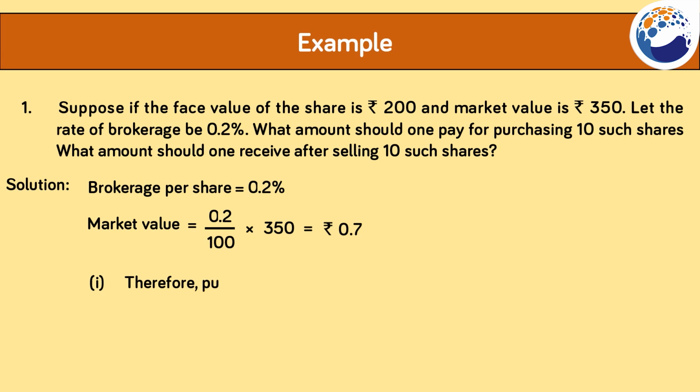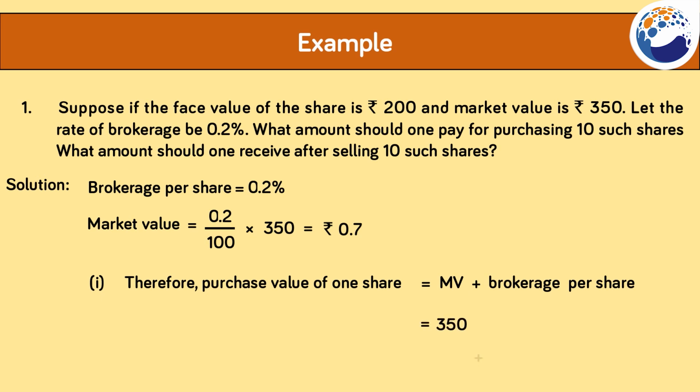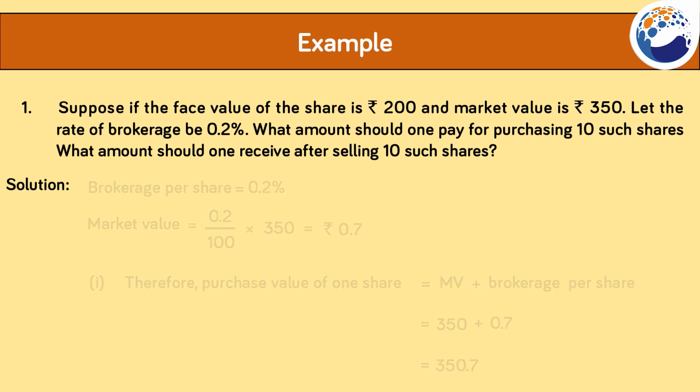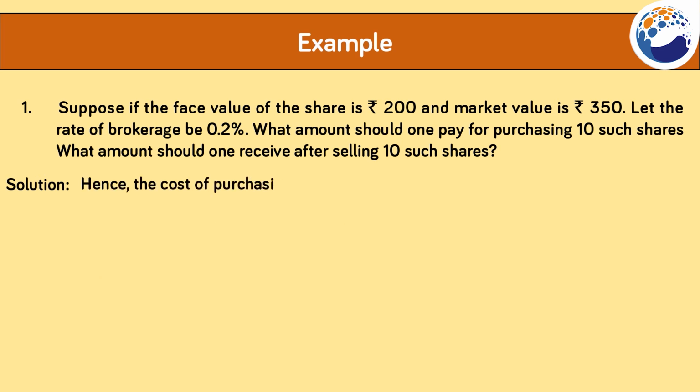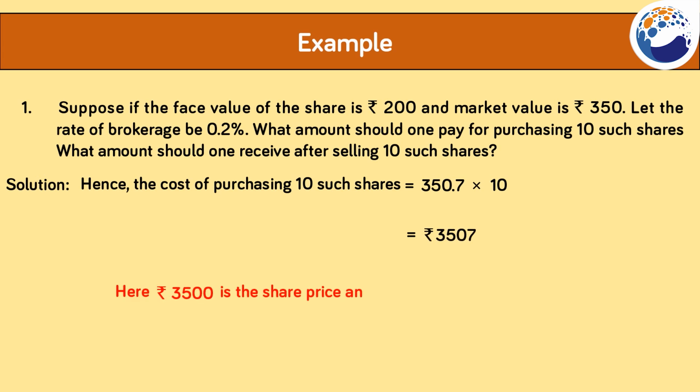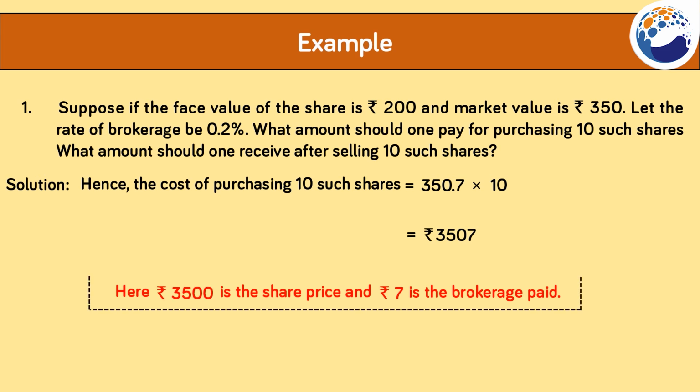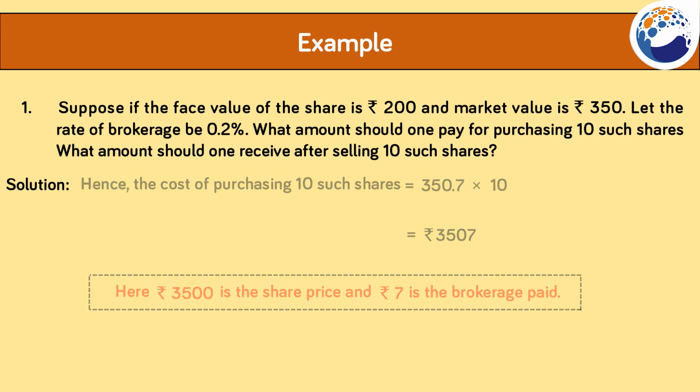Therefore, purchase value of one share is equal to market value plus brokerage per share, which is 350 plus 0.7 is equal to 350.7. Hence, the cost of purchasing 10 such shares is equal to 350.7 into 10 is equal to Rs 3,507. Here, Rs 3,500 is the share price and Rs 7 is the brokerage paid.